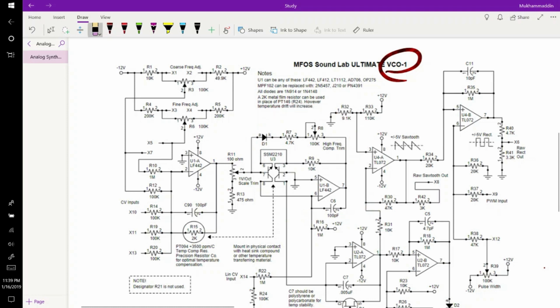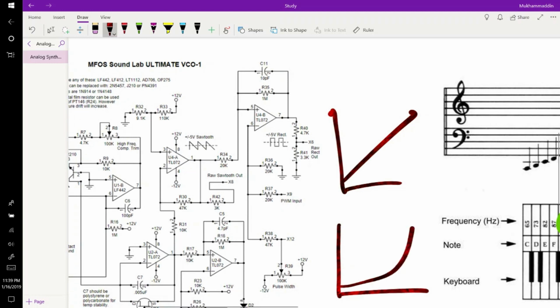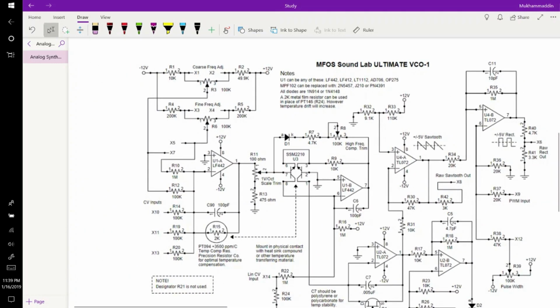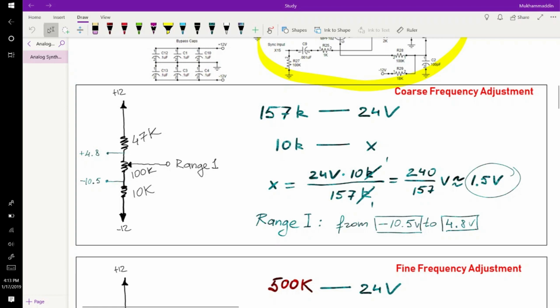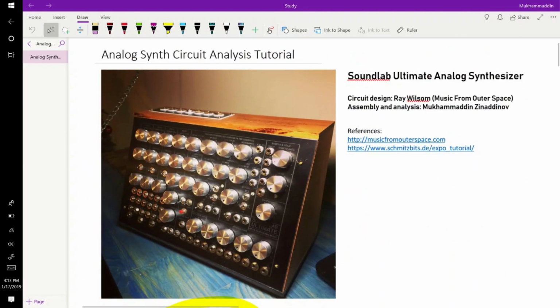Now, what does a linear to exponential converter do? Well, it takes something that looks like this and converts it into something that looks like this. And how exactly does it do that? We will be learning in this tutorial. And I think it will be intuitive if we start with something that we can see on the panel.